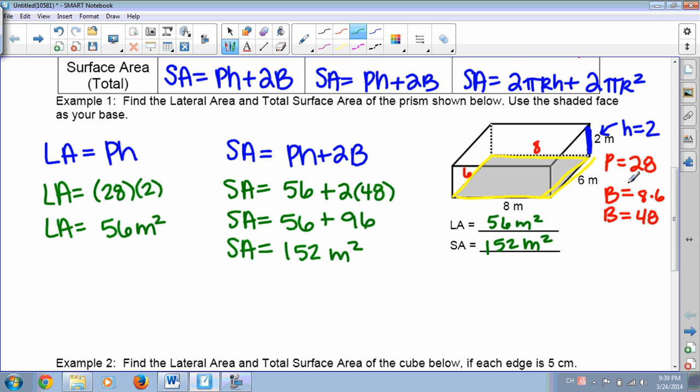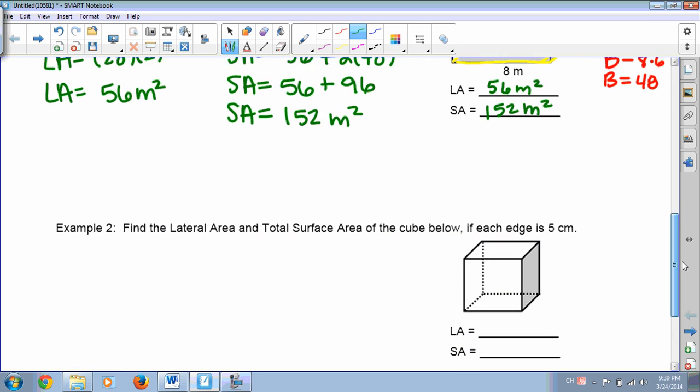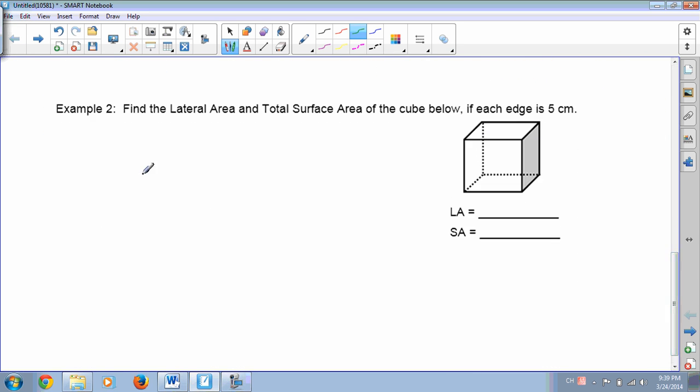Okay, we're going to continue on to example number 2. Find the lateral area and total surface area of the cube below if each edge is 5. So each edge is 5. All of these lines right here are 5. Every single edge on here is 5.